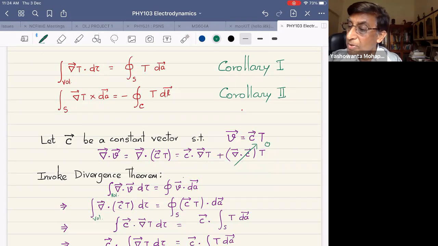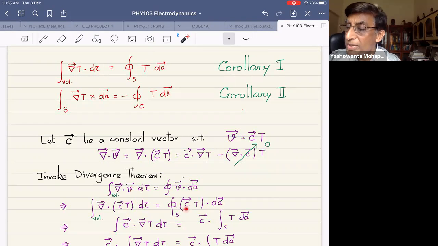Okay, so then I do that, and I'm using the divergence theorem. So the integral of divergence of cT must be the integral of cT dot dA. Now the divergence of cT, we have just proved, is c dot grad T. Only this term survives, and so I put it in here.